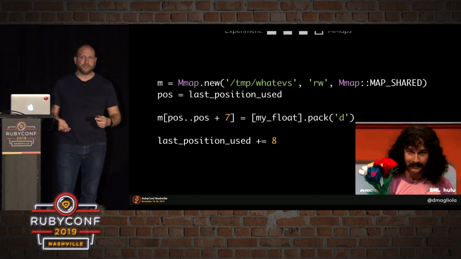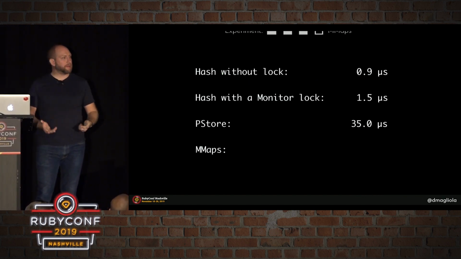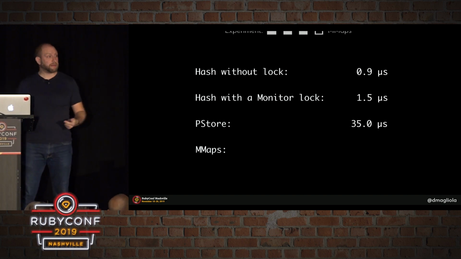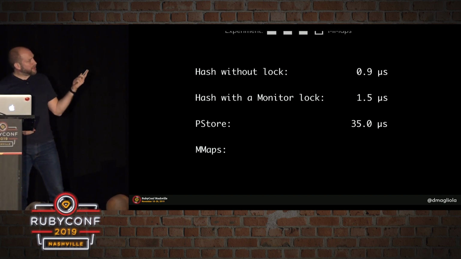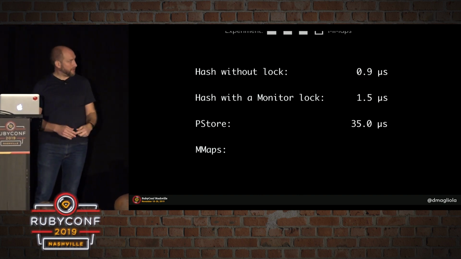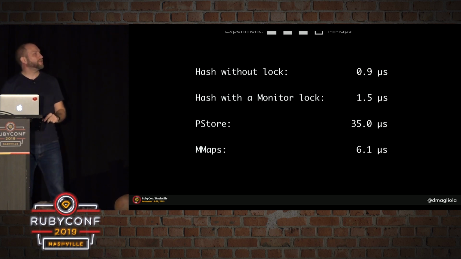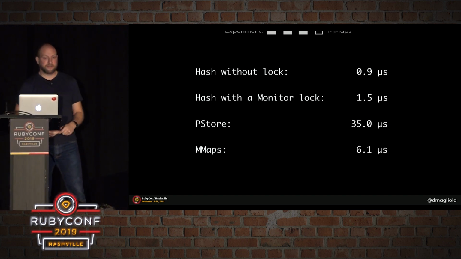And like for all the other stores, we need to figure out whether this is going to be fast enough, right? Now, to recap a little bit what we had so far, we had a hash with no synchronization, which ended up being a little under a microsecond. We have the same thing, but with a lock around it for multi-threaded applications, which is about a microsecond and a half. And we have the only reasonable solution so far for the multi-process problem, which is the PStore, which is a terrible 35 microseconds. And mmaps, which I really, really don't want to use, are actually quite fast, which means I'm going to have to use these. And at this point, again, it looks like we're done, right?